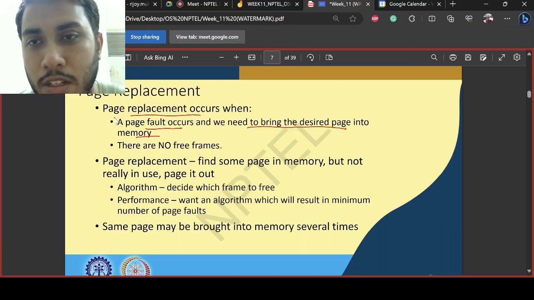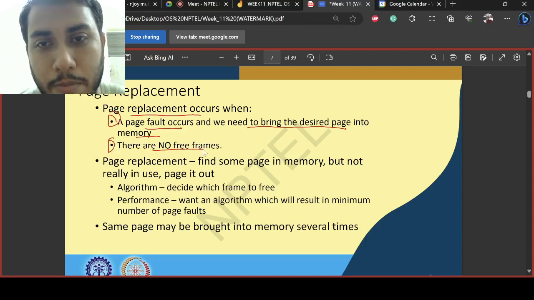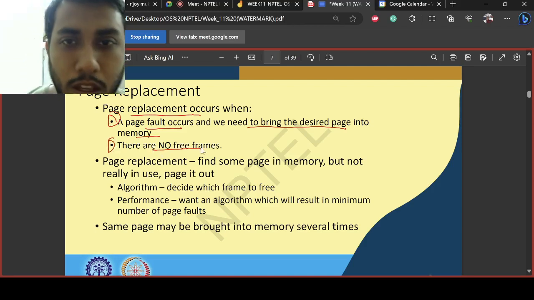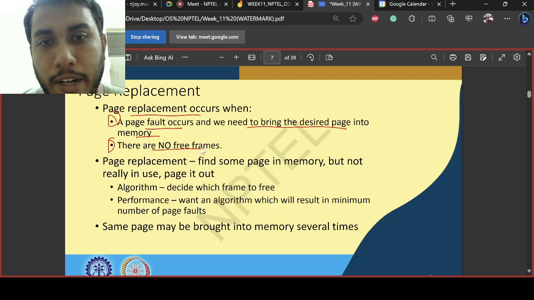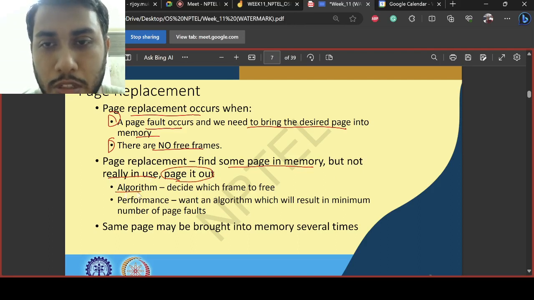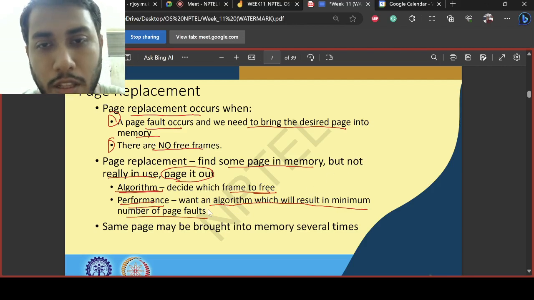A page replacement occurs when a page fault occurs and we need to bring the desired page into memory, and there are no free frames. Page replacement finds some page in memory that is not really in use and pages it out. So there has to be an algorithm which decides which frame to free. For performance, we want an algorithm which results in the minimum number of page faults.